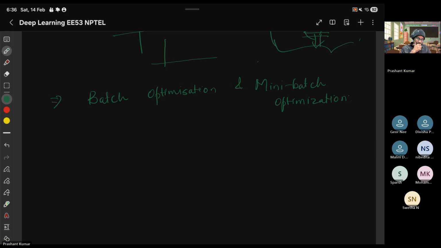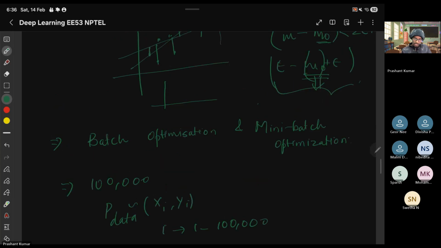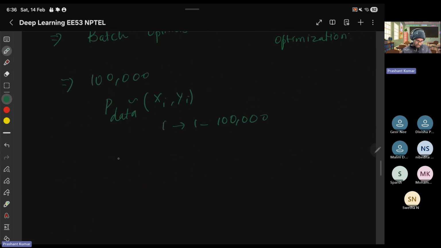Now let's say you have 100,000 data points. That means you have data that has the pairs xi, yi, where i is 1 to 100,000. When you are doing this optimization and calculating the loss for x, y from P data, we are calling this L of f of x comma theta comma yi. It can be MSE or mean absolute error or logistic regression and other things. I'm calling this the loss.